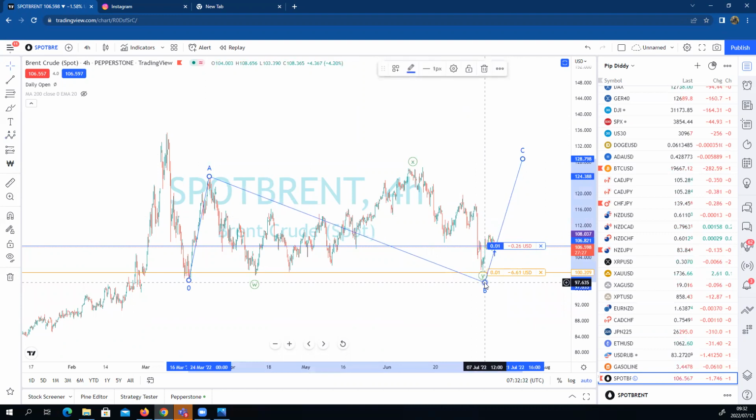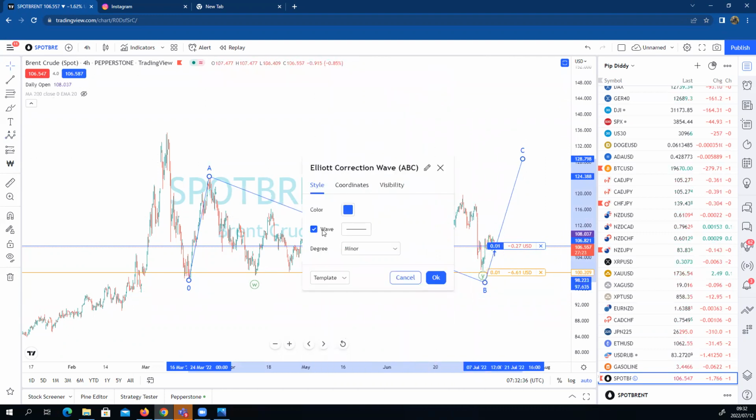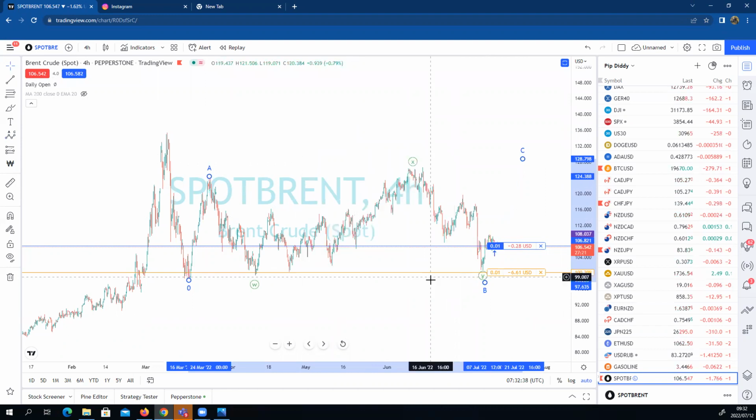Okay, let me put it down there. And then don't show the wave. Okay, so this degree is 1 degree higher than this WXY. The green degree is under the blue degree. Okay, now we have also another corrective structure, which is 1 degree above this one.